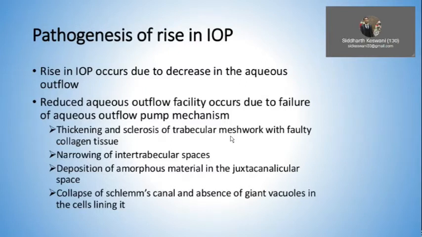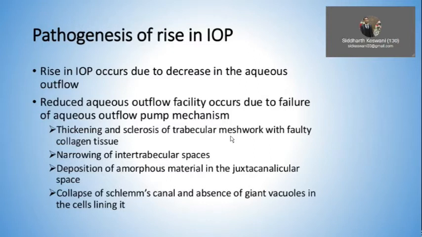The reduced aqueous outflow facility occurs due to failure of the aqueous outflow pump mechanism. This happens as there is thickening and sclerosis of the trabecular meshwork, narrowing of the intertrabecular spaces, deposition of amorphous material in the juxtacanalicular space, and collapse of Schlemm's canal, right? So these are the pathogenesis.